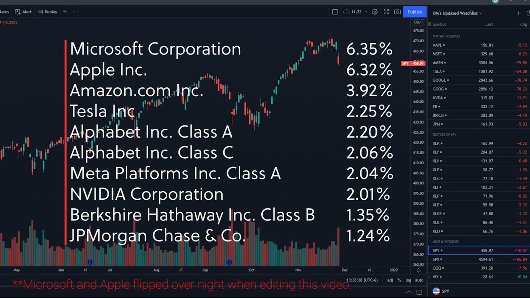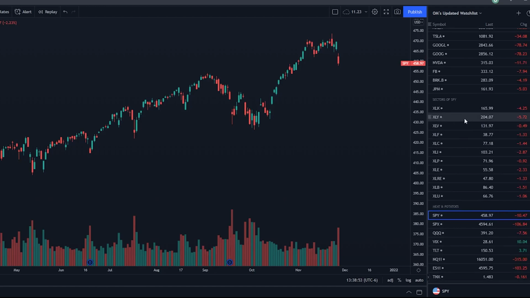I want to be able to have the biggest hitters in SPY kind of tell me what's going on. If I see Apple, Microsoft, Amazon, the top 3 holdings start to tank, I can anticipate some downward movement in SPY. Just gives me a good overall outlook of how the big hitters in SPY are moving. Coming on down there, it's the same concept.